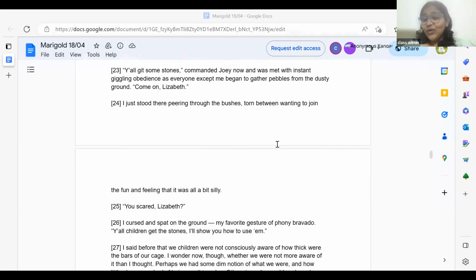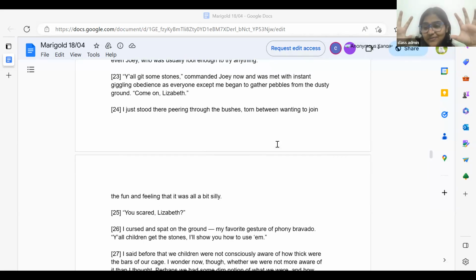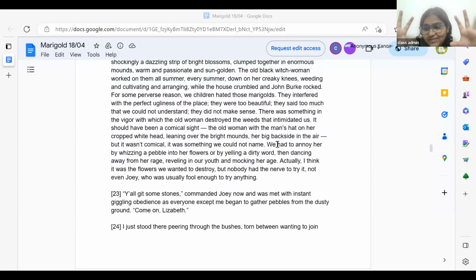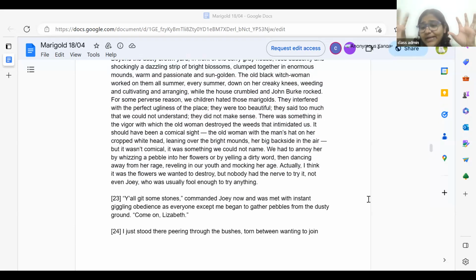Okay. Do you understand the contrast between the beauty and the ugliness of the place? Why are they calling this place ugly? And there is an interference with this garden.